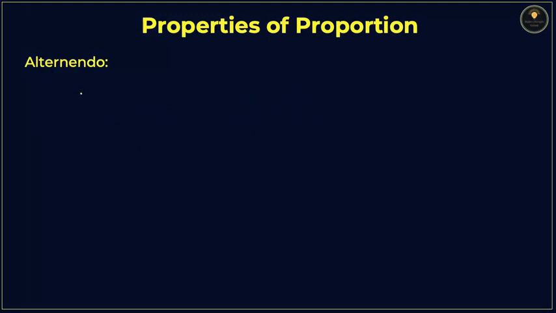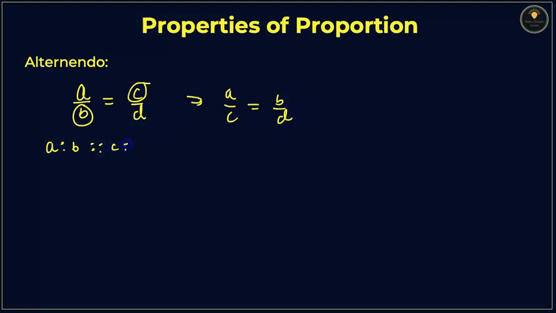Now let's move on to the next property, which is alternendo. In alternendo, we will write the same thing as a/b = c/d. Now we will replace b with c. So I will write the same thing as a/c = b/d. Initially we are writing the ratio like this, then finally we are writing the same thing in this form. So this is the concept of alternendo that we have.